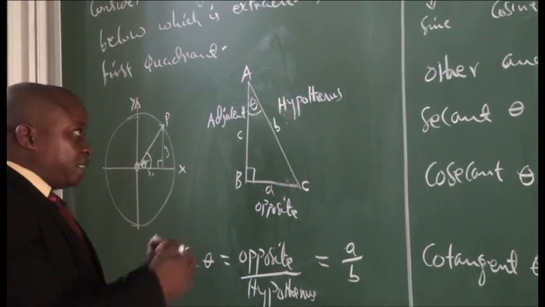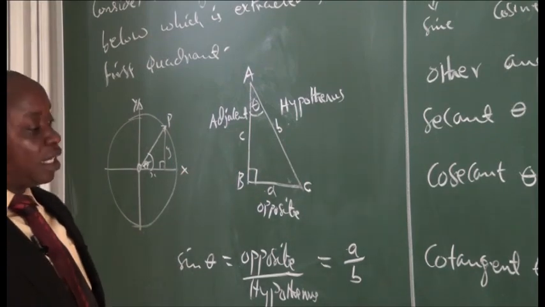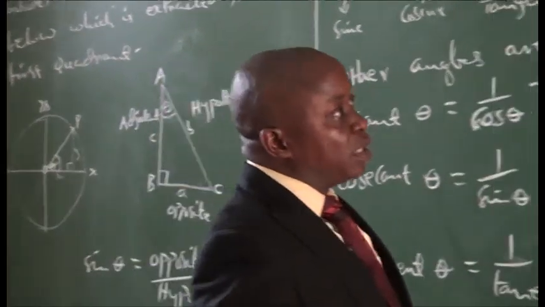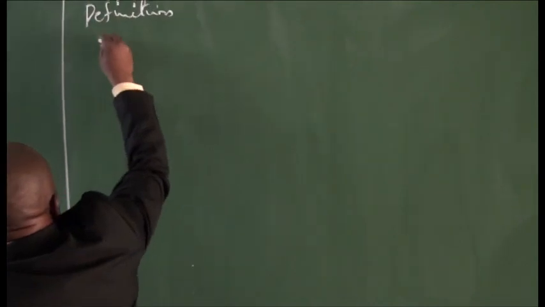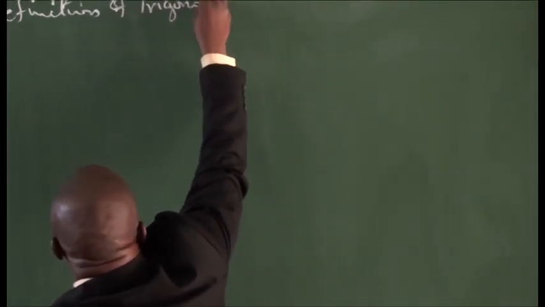Now the relationship here that we see is between the angles and the sides, and that will take us to a formal definition of trigonometry.